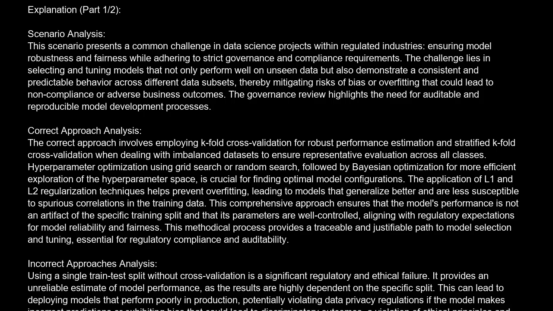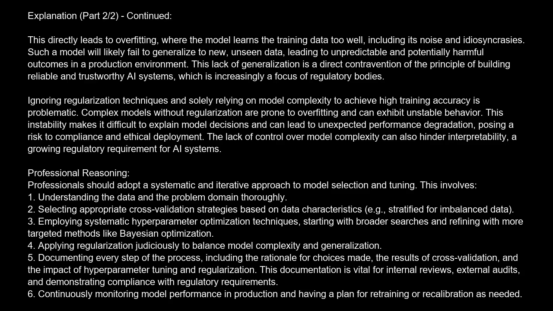Employing hyperparameter tuning solely based on performance on the training set, without any form of validation or cross-validation, is another critical failure. This directly leads to overfitting, where the model learns the training data too well, including its noise and idiosyncrasies. Such a model will likely fail to generalize to new, unseen data, leading to unpredictable and potentially harmful outcomes in a production environment. This lack of generalization is a direct contravention of the principle of building reliable and trustworthy AI systems, which is increasingly a focus of regulatory bodies.